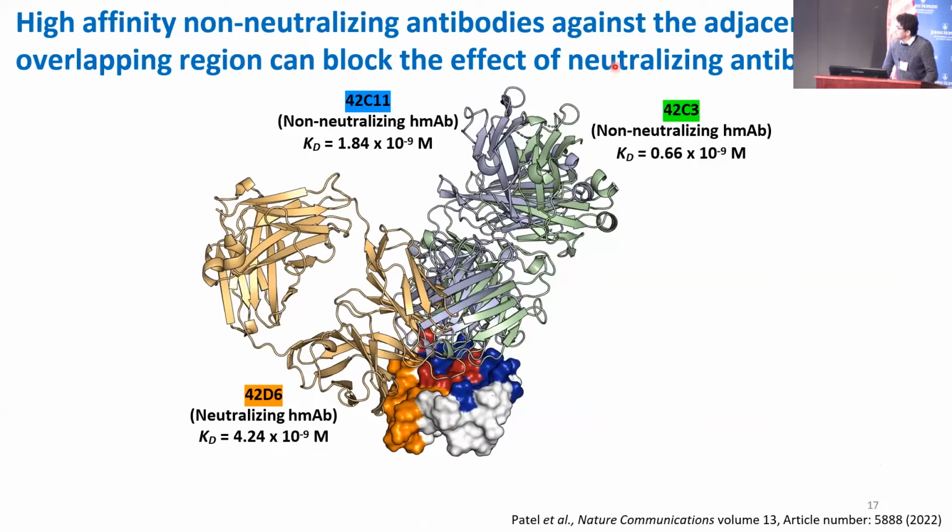Now let's take a look at the title: high affinity non-neutralizing antibodies against an adjacent or overlapping region, like photo-C3 and photo-C11, block the effect of the neutralizing antibody, that is photodisc mAb. We thought of that as antigenic diversion. Now, the first question is, what is antigenic diversion? Antigenic diversion is a kind of immune evasion mechanism where non-neutralizing antiparasite antibodies block the activity of neutralizing antibodies. And that creates another question: how do these antibodies interact with each other to modulate parasite survival?